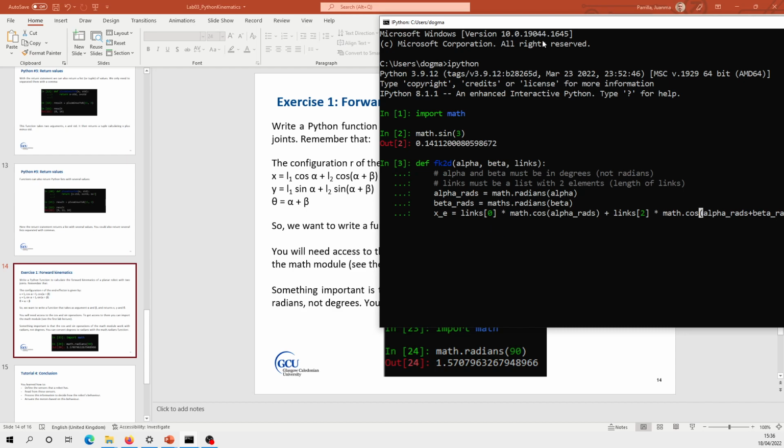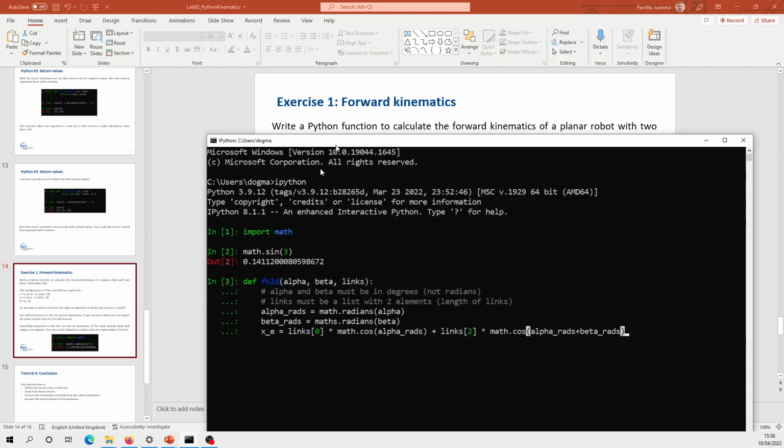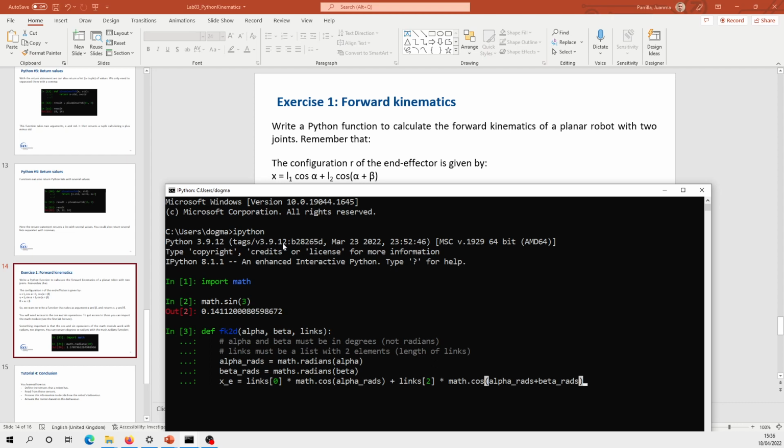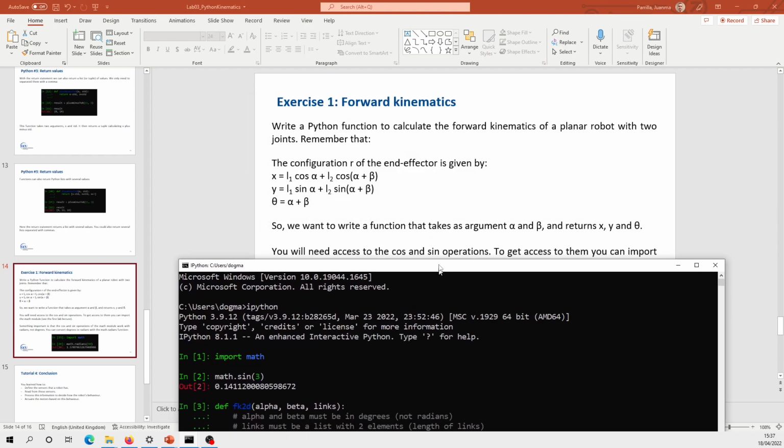You cannot see it here, but basically it says the position x_e of the end effector is equal to the first link multiplied by the cosine of the angle alpha, plus the length of the second link. Actually, I made a mistake here. It's not 2, it's 1. Remember that the list starts with 0. Multiplied by the cosine of alpha plus beta. So this is going to give us the position of the end effector on the x-axis.